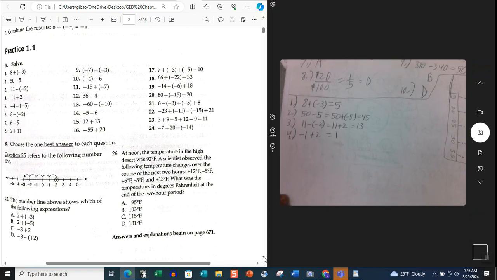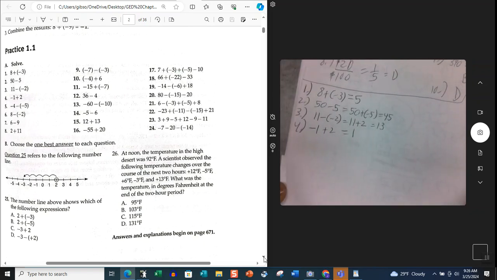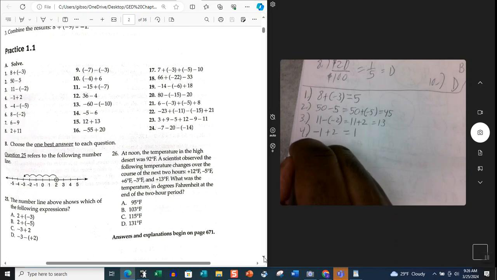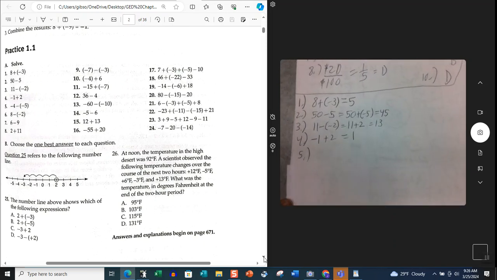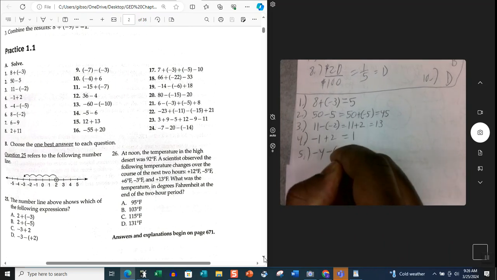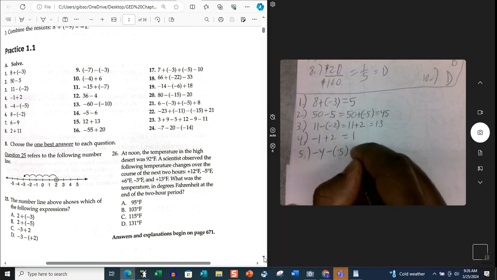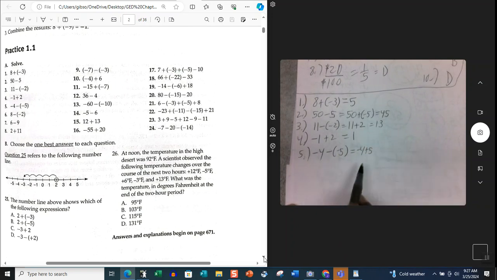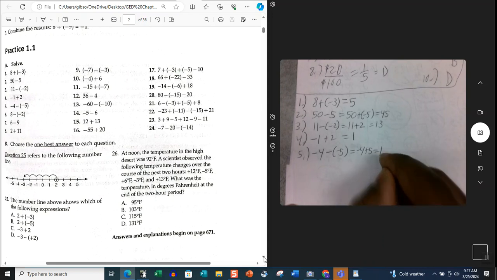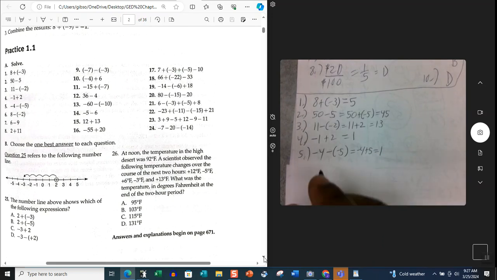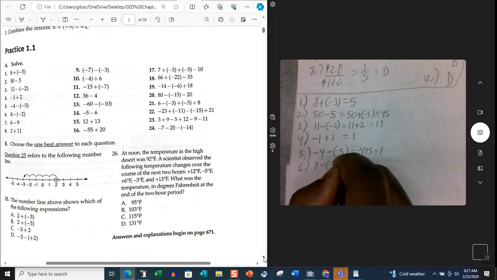Okay, now, let me see if I can get this a little closer. Okay, good. Okay, now we go to problem number 5. Problem number 5, we had negative 4 minus a negative 5. Now we know minus a negative would make this a positive. So it would be negative 4 plus 5. Negative 4 plus 5, 5 is the larger of the two numbers. 5 is positive, so 5 minus 4 would just give us positive 1.